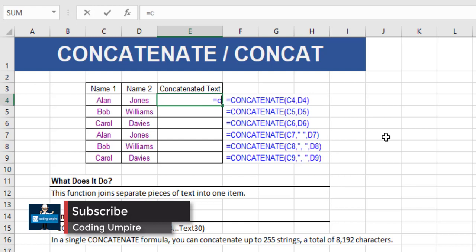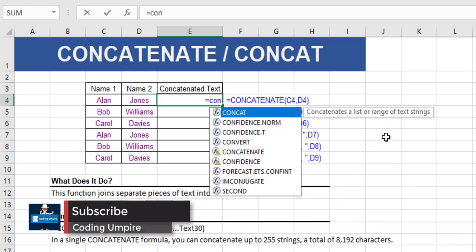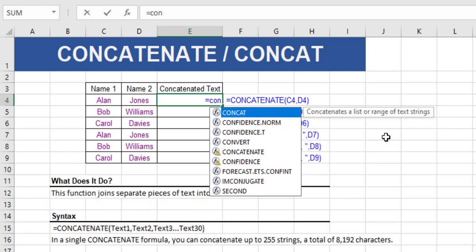You can type this formula in a blank cell. Equals concat or concatenate, select first name and last name, and enter.